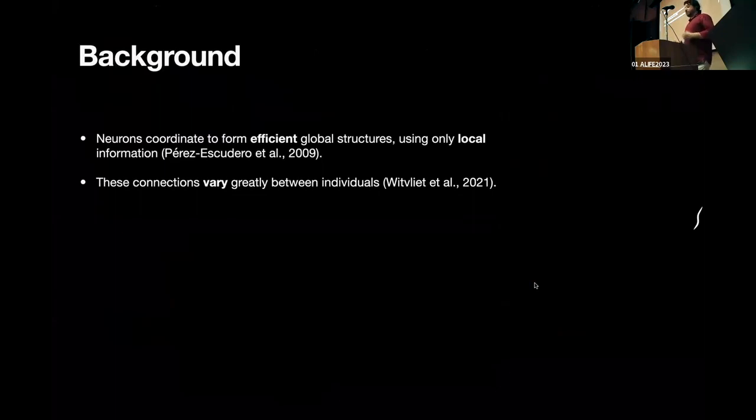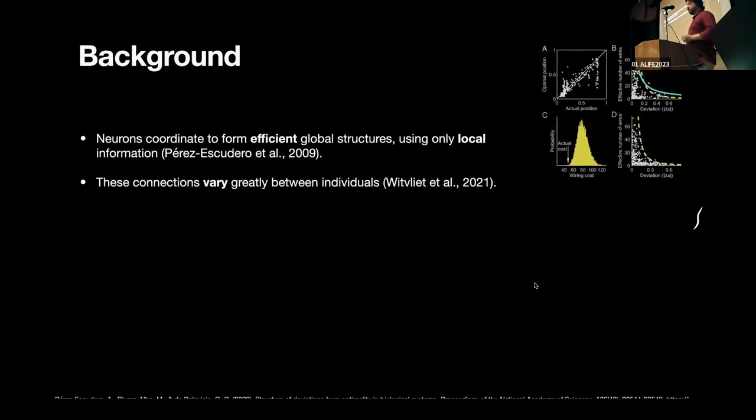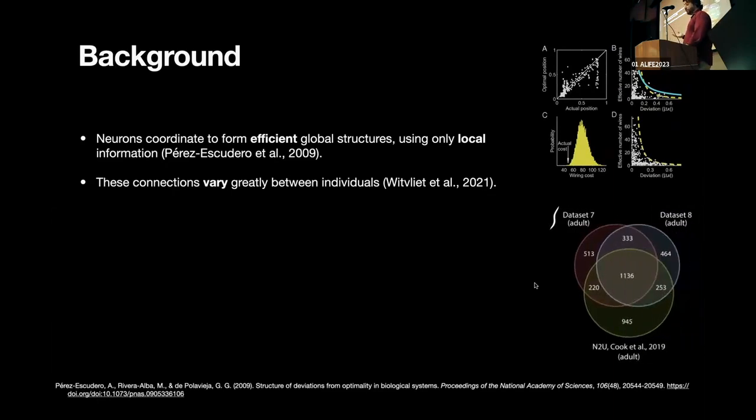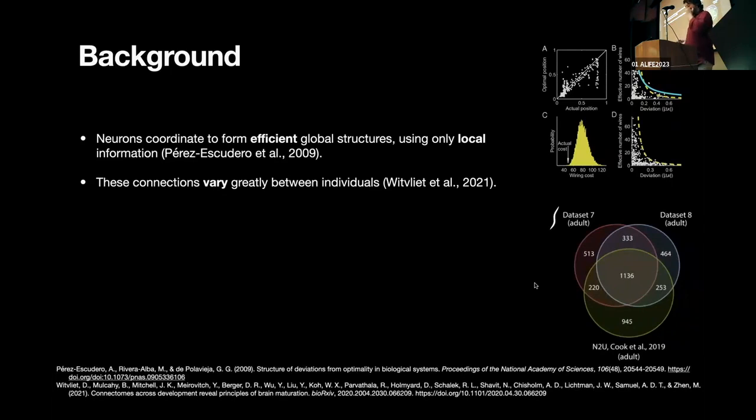First of all, neurons can do some really interesting things. They've been able to coordinate to form efficient global structures while using only local information. On top of this, these connections can vary greatly between individuals. In fact, Whitley et al. in 2021 found that almost 50% of all the connections in even something as simple as C. elegans vary between individuals. Yet we have these consistencies between them as well.